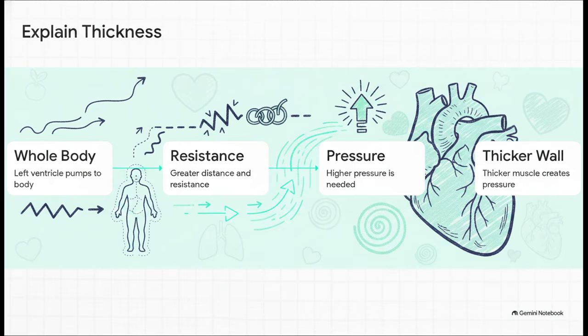Step 1. The left ventricle has to pump blood to your entire body, while the right ventricle only pumps to the nearby lungs. Step 2. That whole body journey means a much greater distance and therefore way more resistance. Step 3. To overcome that resistance, a significantly higher pressure is needed. And step 4. Therefore, a thicker muscular wall is required to physically generate that high pressure. Connect the physical distance to the required pressure and boom, you secure full marks.